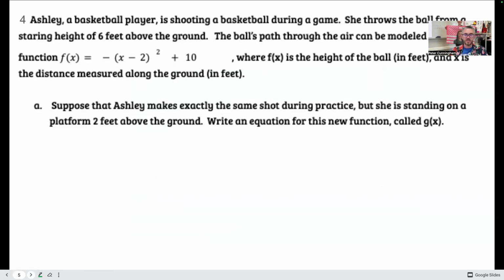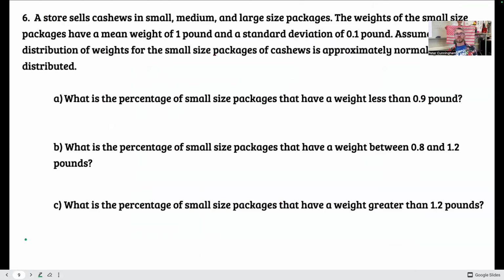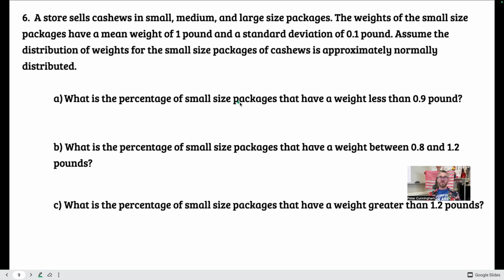We are going through these problems. Let's get to the stats portion here. Okay, so the numbers used in this problem are not accidental. They are purposefully the percentage of a small size package less than 0.9 pounds. Okay, so if the standard deviation is 0.1, 0.9 is 1 minus 0.1. So this is exactly one standard deviation less than the mean.